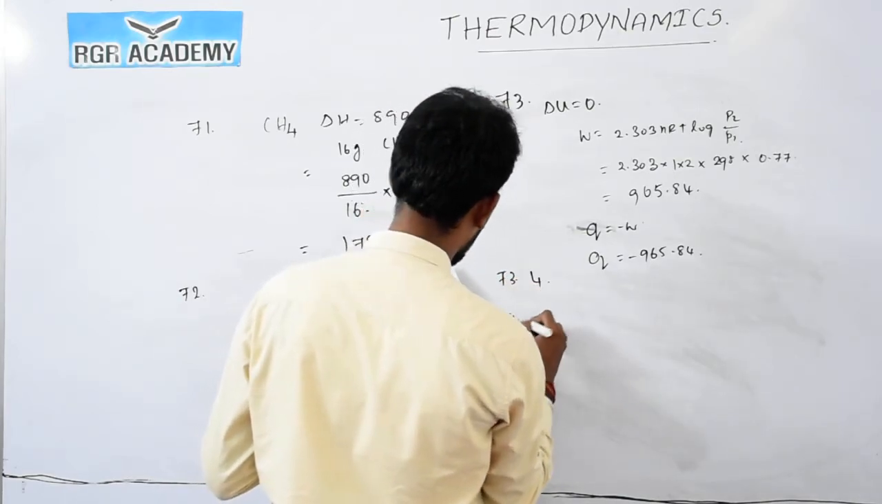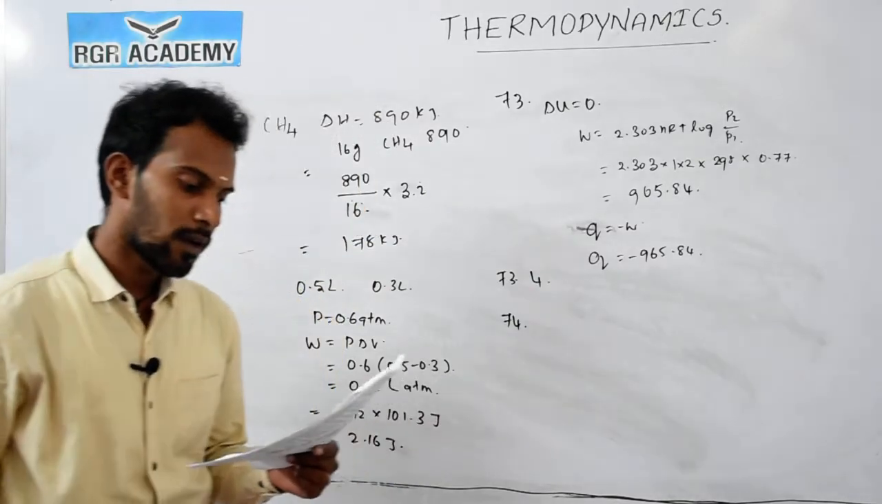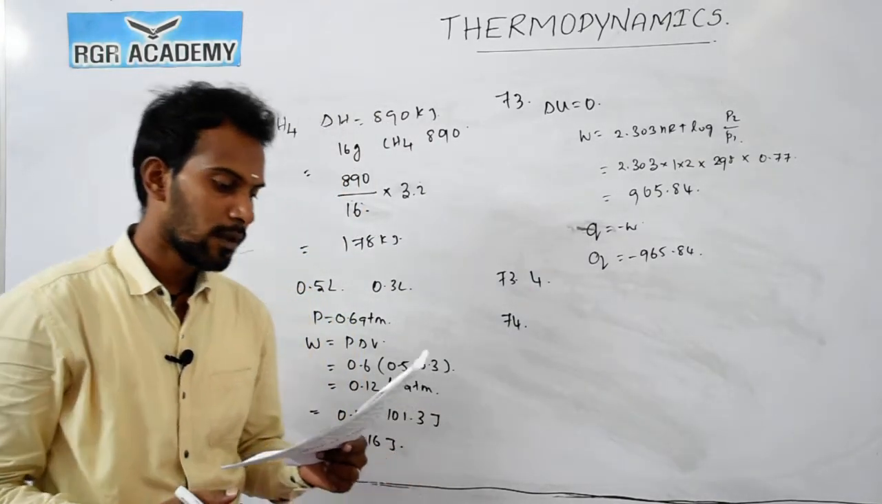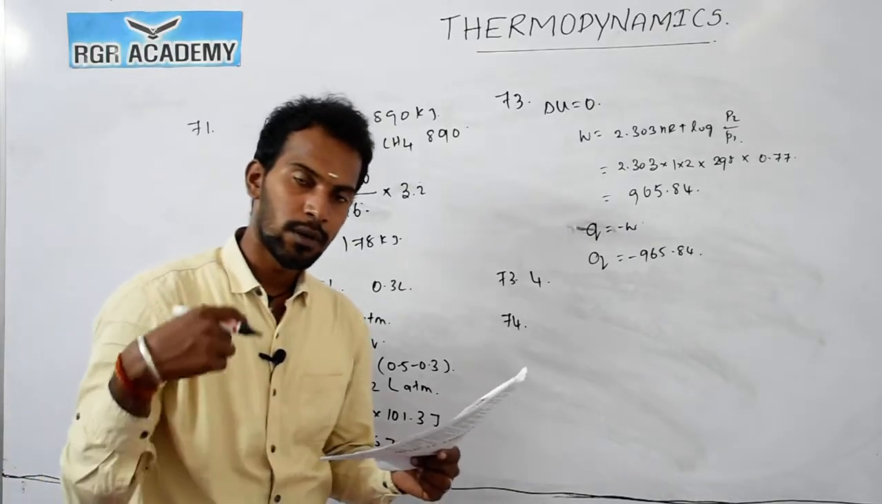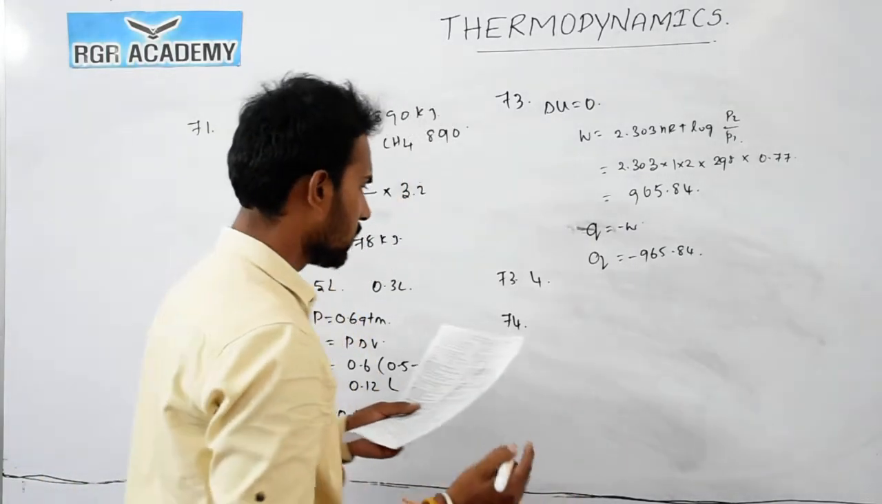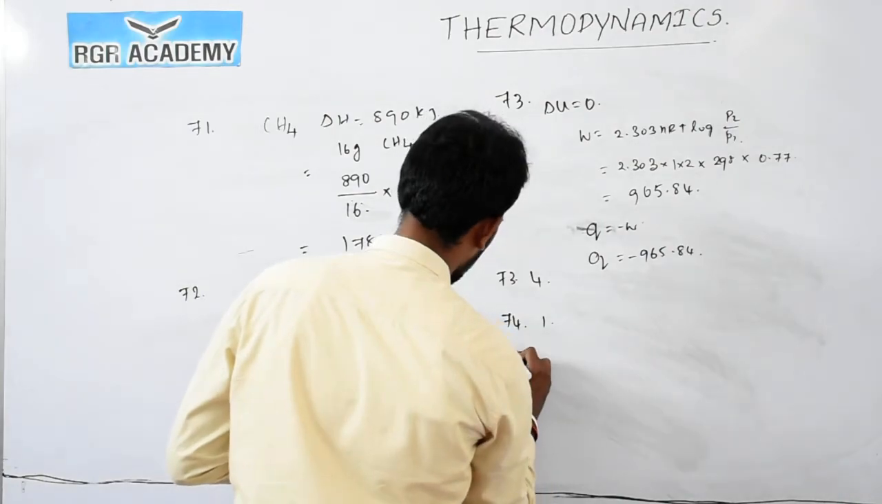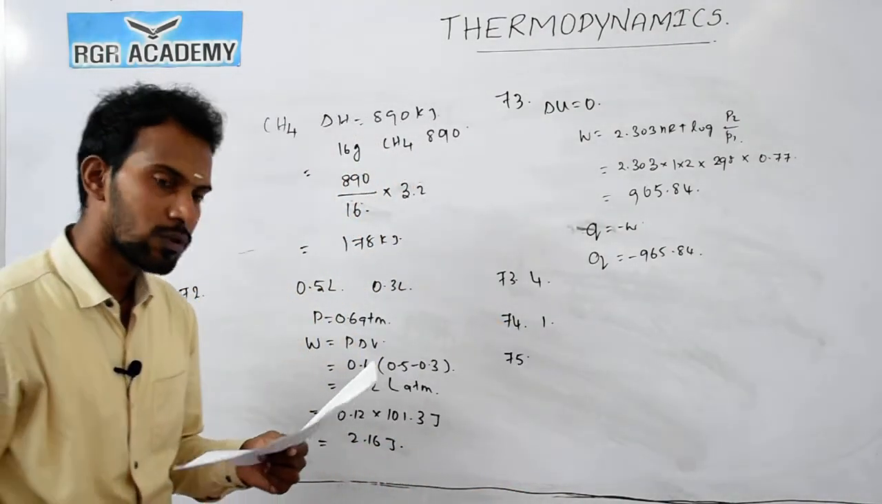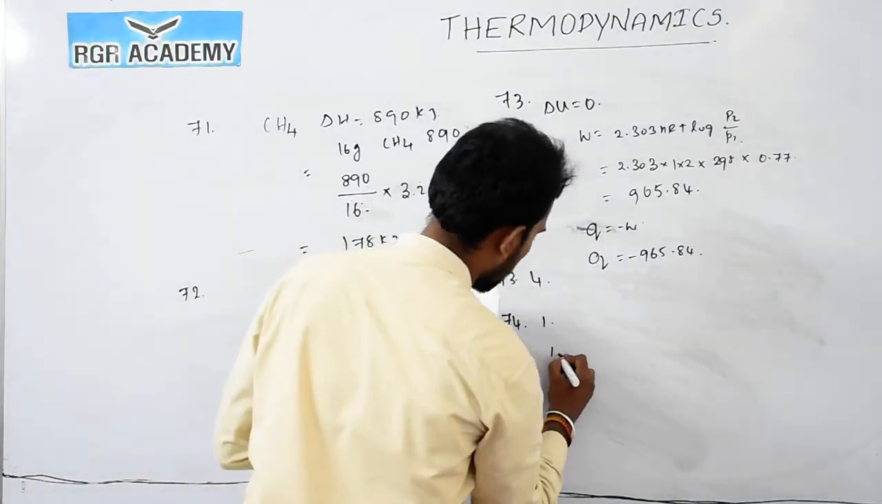Now question number 74. The heat of transition is the heat evolved or absorbed when a substance is converted from one allotropic form into another allotropic form. The question number 74 answer is 1. Question number 75. Beckmann thermometer is used to measure low temperature. So the answer is 1.